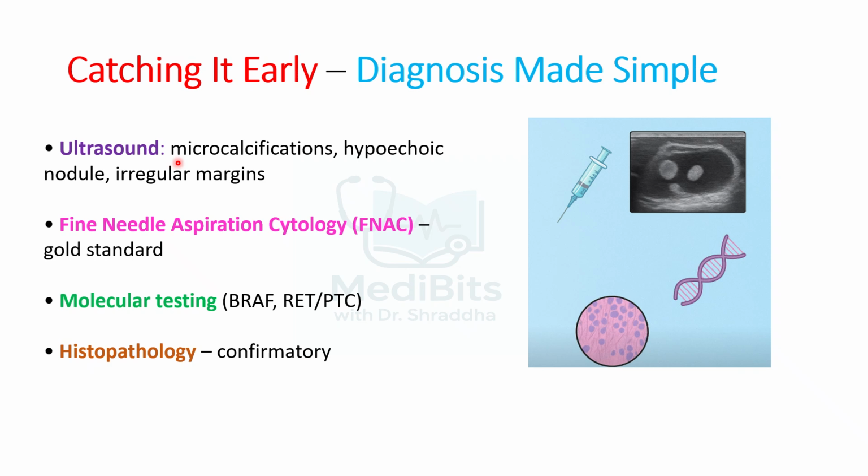Ultrasound gives you clues like microcalcifications and irregular margins. But the gold standard is fine needle aspiration cytology. It's quick, safe and super accurate. Molecular testing for BRAF or RET mutations can also help. And finally, histopathology confirms the diagnosis after surgery.